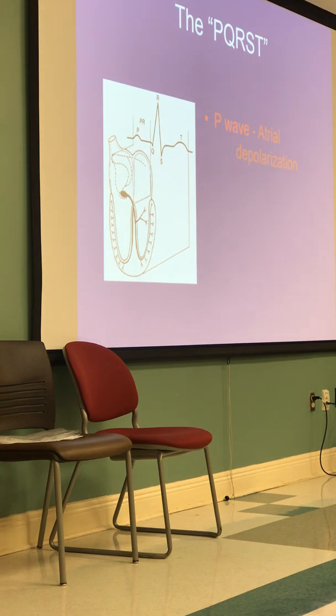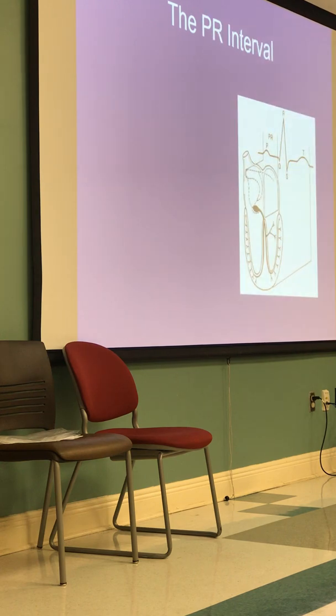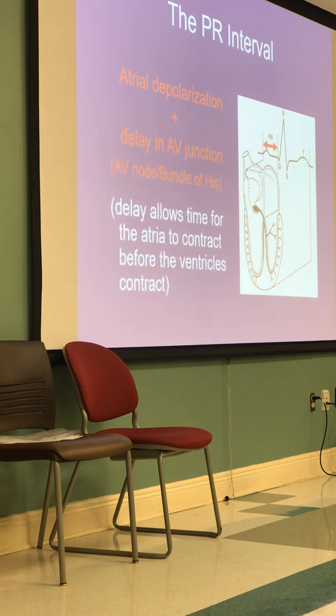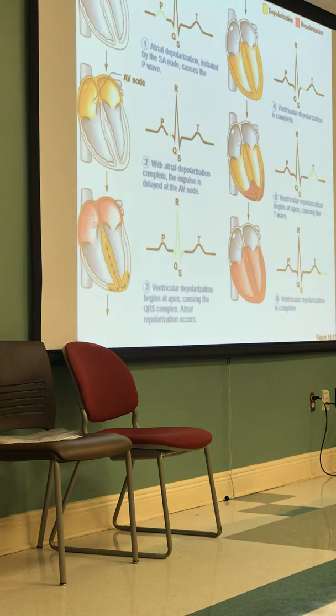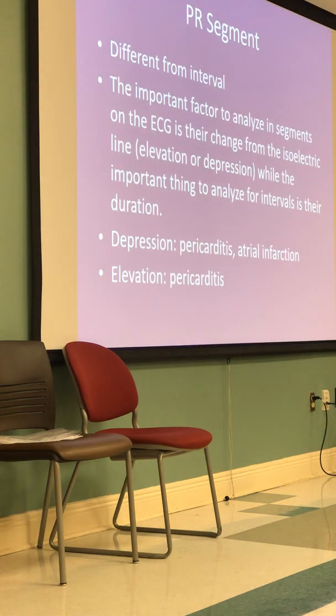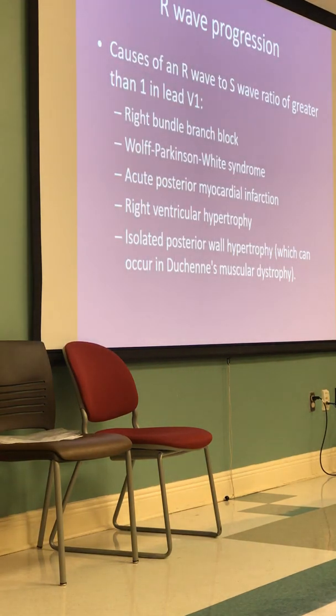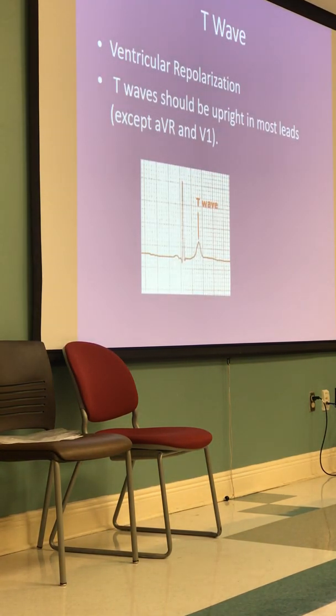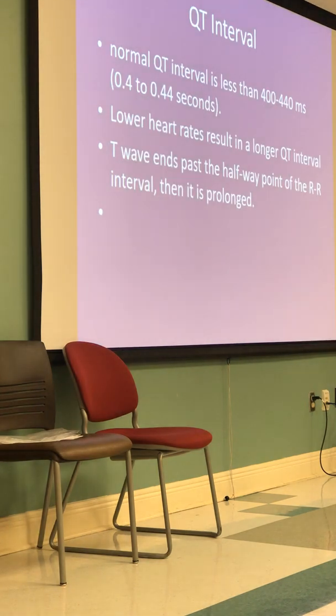P wave, atrial depolarization. QRS, ventricular depolarization. T wave, ventricular repolarization. The PR interval is atrial depolarization plus the delay in the AV node and bundle of His. Remember that there's a slight delay so that we can actually get the action potential down to the ventricle. PR segment, we talked about QRS, R wave progression, and T waves.